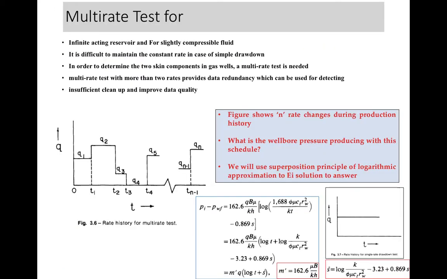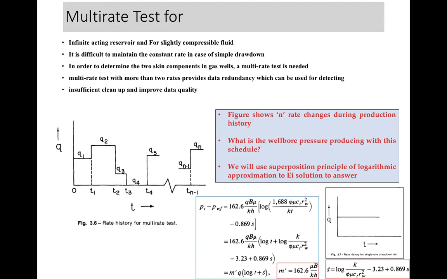Now let's move on to the multi-rate test. Whatever we discuss here, we'll be talking about an infinite acting reservoir and slightly compressible fluid, right? So our discussion is limited here up to unit 4. After that, when we move to gas well testing, we'll see how we do multi-rate testing for gas wells. There are slight changes in the equations, and those equations are actually used for multi-rate testing in the case of a gas well. But here I want to emphasize some points. What is the need for this type of test, right?